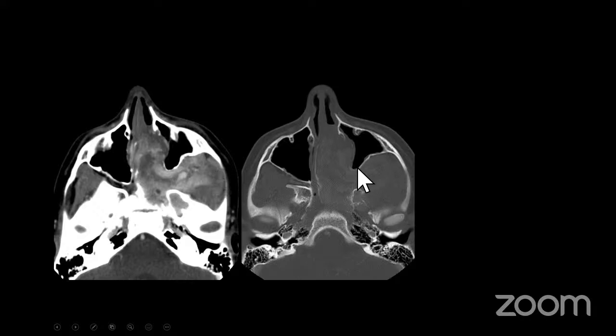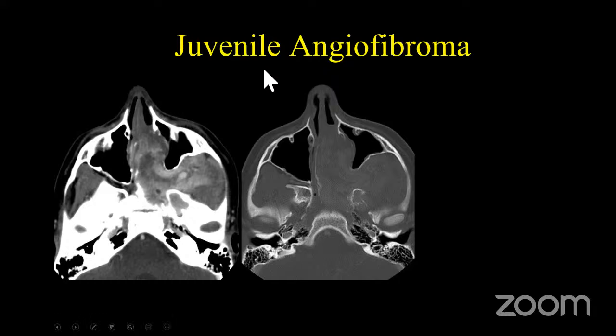And one thing, when you look at this, you can see that it is anteriorly displacing the posterior wall of the maxillary sinus. And if I told you that this was a 14-year-old male that presents with epistaxis, then you'll be able to jump on the diagnosis, which is juvenile angiofibroma.